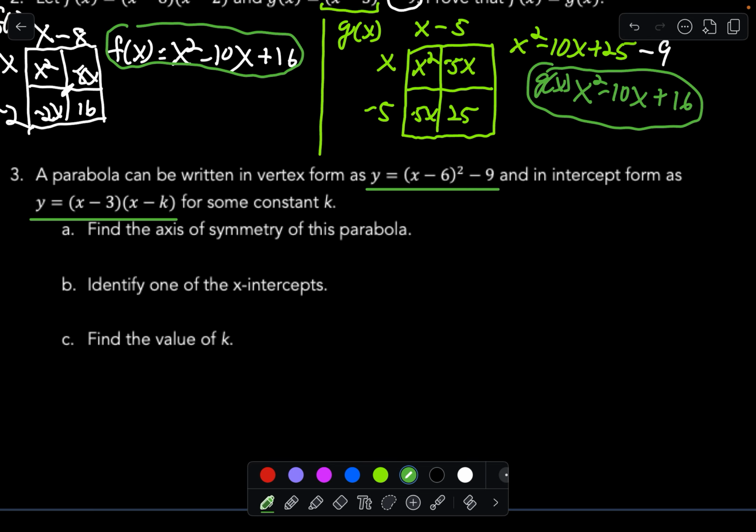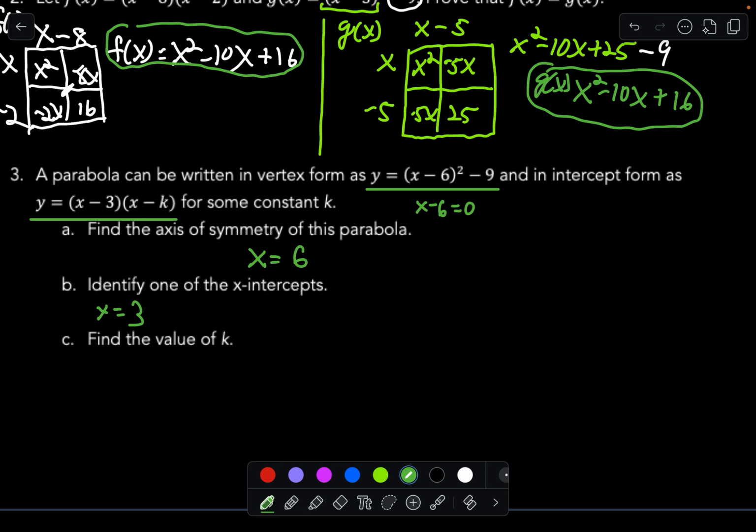Well, that's easy from the vertex form. This tells us the axis of symmetry is just x equals 6. It's whatever makes the x minus 6 equal to 0. So that's the axis of symmetry of this parabola. Identify one of the x-intercepts. Well, one of them, according to this first factor, is going to be x equals 3. Find the value of k.